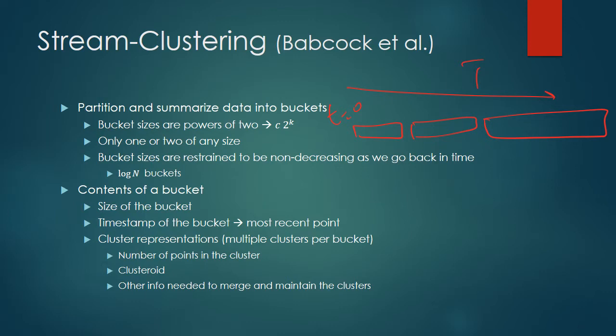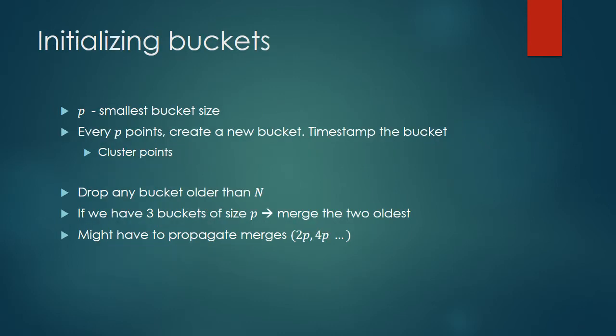You keep merging, but the sizes are constrained to be non-decreasing as we go back in time. So let's go back to drawing here. You initialize buckets, and we choose some p, which depends on exactly what kind of queries you're interested in. That's the smallest bucket size that we have. For every p data points that we get, we're going to create a new bucket and timestamp the bucket based on the last point that we added. So data is coming in. The moment you get p points, you create a new bucket. That's the smallest size that I've assumed.